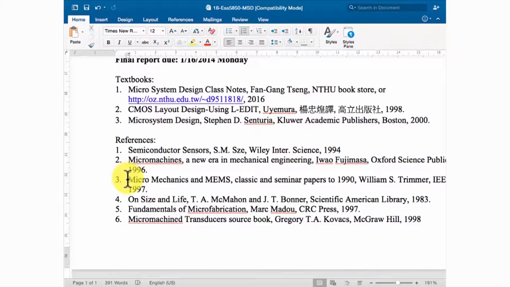Actually, those are very classical conference papers and journal papers collected together. So it's not really a book written in organized chapters. It's an assembly of different journal and conference papers, put together as this one volume. That's number three. Number four is an interesting book. You can find it in the library. It's not easy to find in the bookstore, but in the library you can find it.